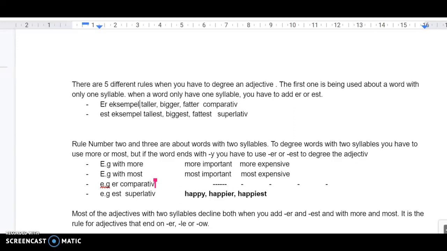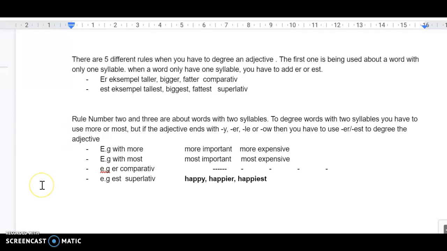There are 5 different rules for when you have to degree an adjective. The first one is about words with only one syllable. When a word has only one syllable, you have to add -er or -est. For example, taller, bigger, fatter, and tallest, biggest, fattest.